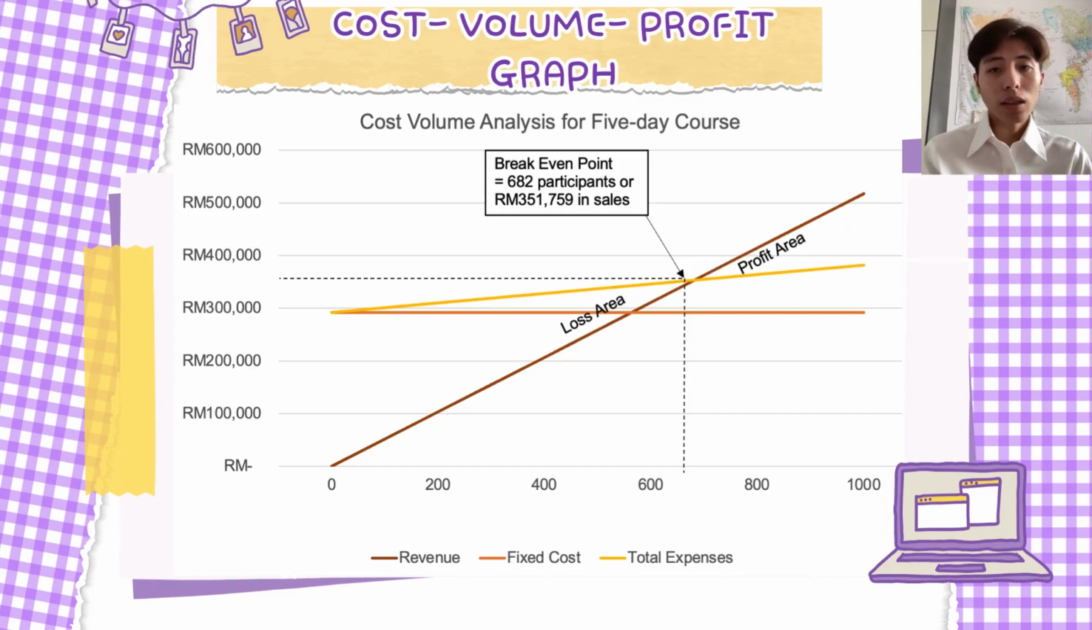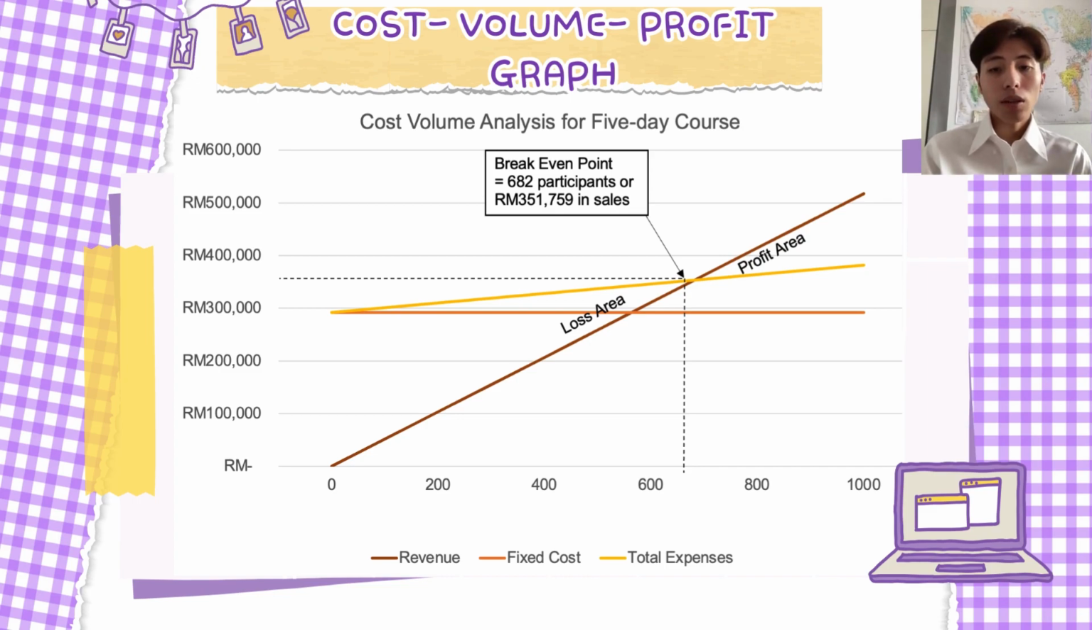Next, after we have calculated all of the sales, variable expenses, and contribution margin in the previous slide, we can now proceed to apply the equation method as I talked about earlier. So we can find the break-even point in units by applying the equation method, and as you can see in the graph in the slides here, I have calculated the break-even point for the sales, which is at 351,759, and for the participants, it's at 682 participants.